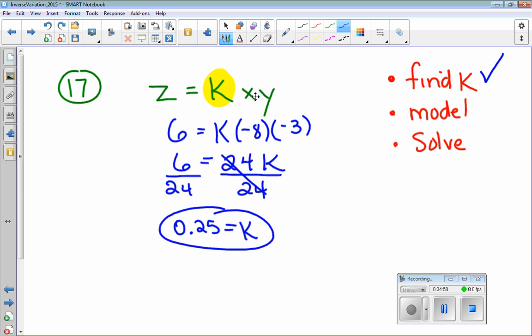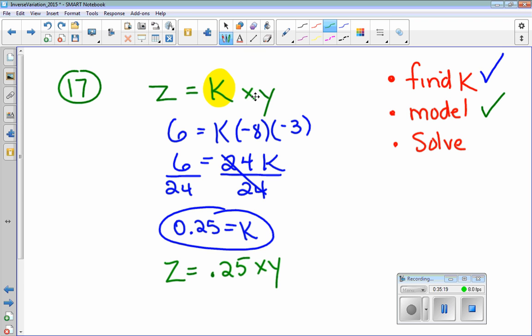What's my next step? Find a model. So I'm going to use the green again, and rather than write K, I'm just going to write 0.25. Do I have a model now? Got a model. Now I have to solve.